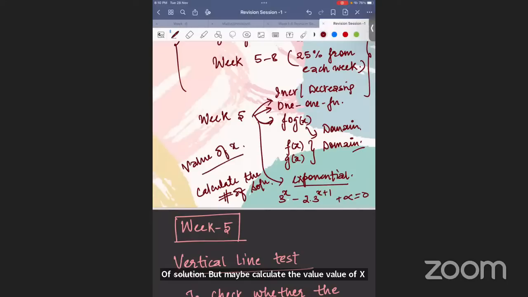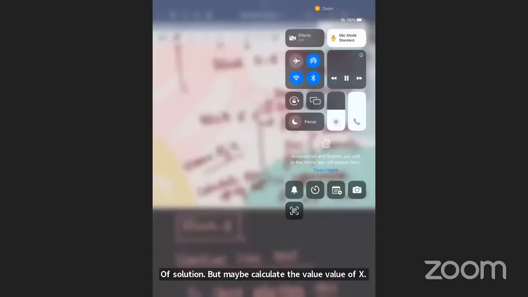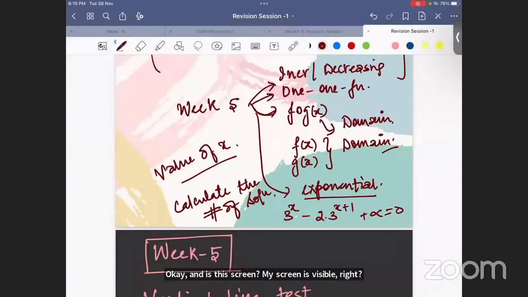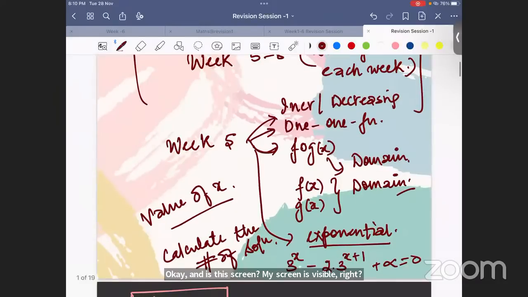Okay, and my screen is visible, right? This is fine for that one. This is clear, right? Yes, sir.